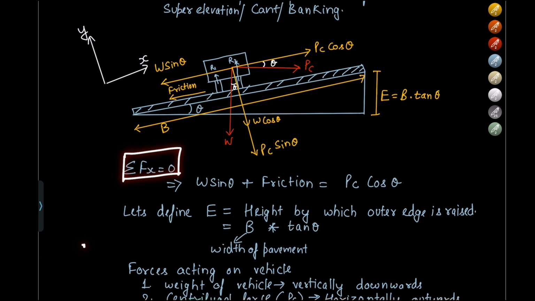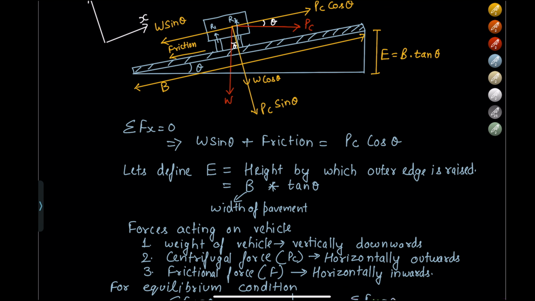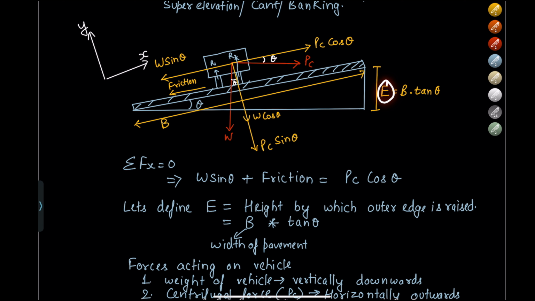So in this diagram, one thing to be noted is that the summation of Fx should be 0 if it needs to be in equilibrium. The equation of summation of Fx equal to 0 needs to be justified. So W sin theta plus friction would be equal to Pc cos theta. The force that is pushing the vehicle in the outside direction would be equal to W sin theta as well as friction. If it is not equal, the vehicle will start moving in one direction or the other, right?